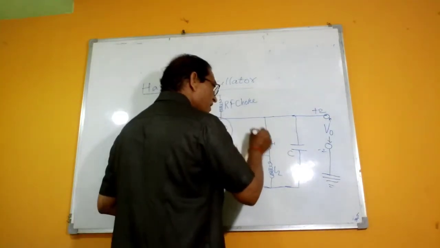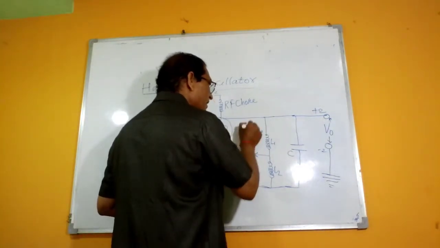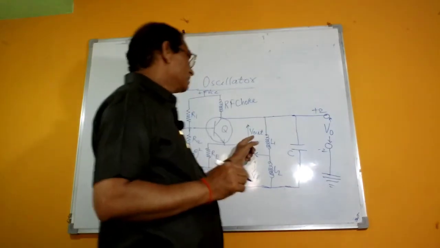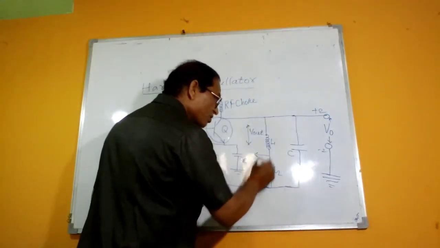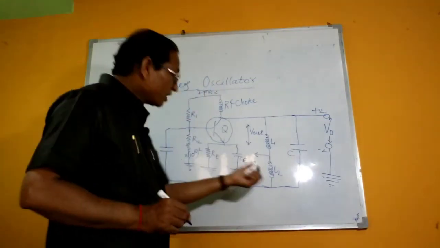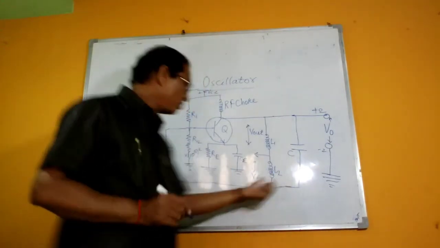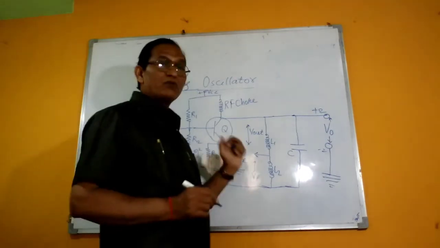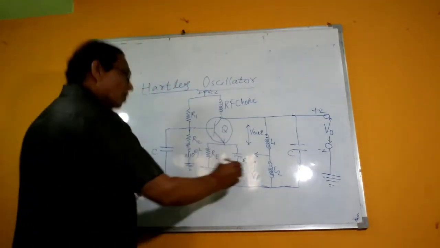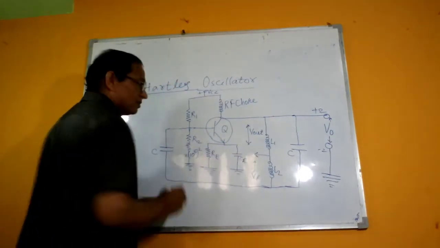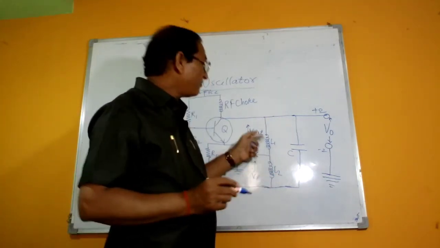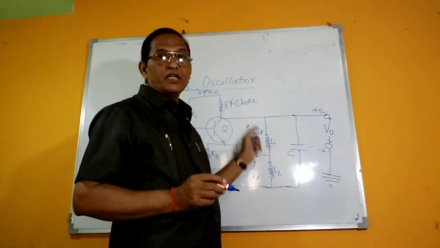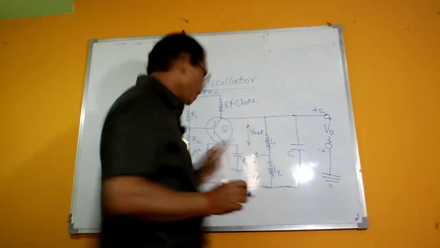Now the voltage which appears across the inductor L1 is the output voltage, whereas the voltage which is developed across L2 is to be fed back. That is the feedback voltage VF. This voltage is 180 degrees out of phase as compared to the voltage developed across the inductor L1.